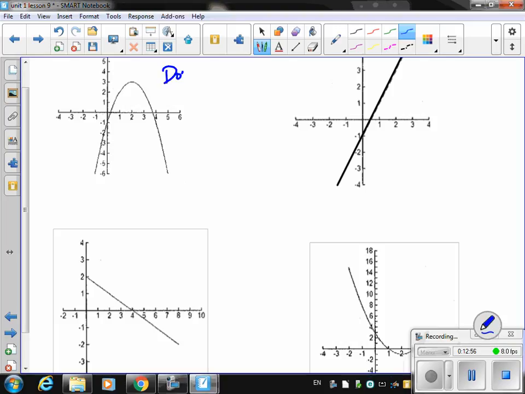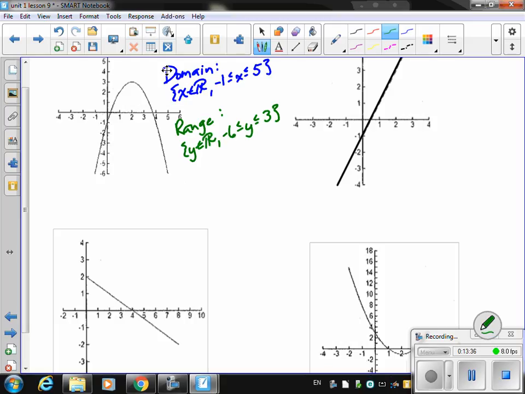The domain for this one is my left and right x values. This one does not go on and on forever. There's no arrowheads at the end. The furthest left, it appears to be, is -1. And the furthest right appears to be a 5. So my x value lies between -1 and 5. My range, this one does not go forever up and down. There's no arrowheads. But all the in-between bits, y is an element of the real numbers. The lowest y value is a -6. And the highest y value is a 3. So my y value lies between -6 and 3.